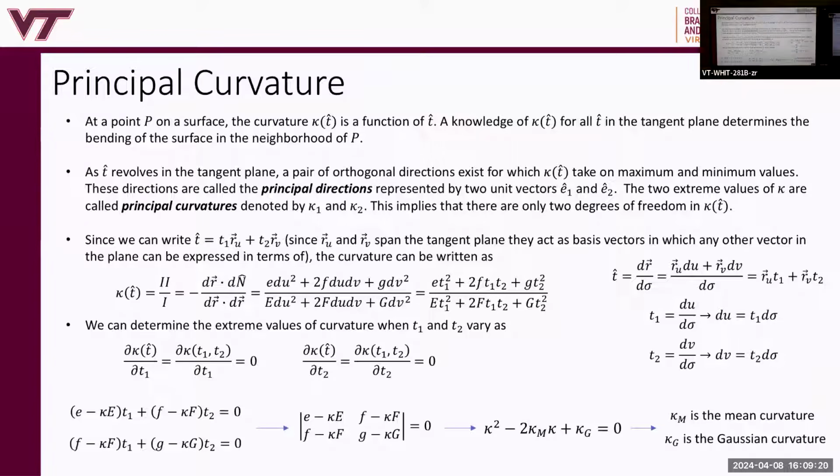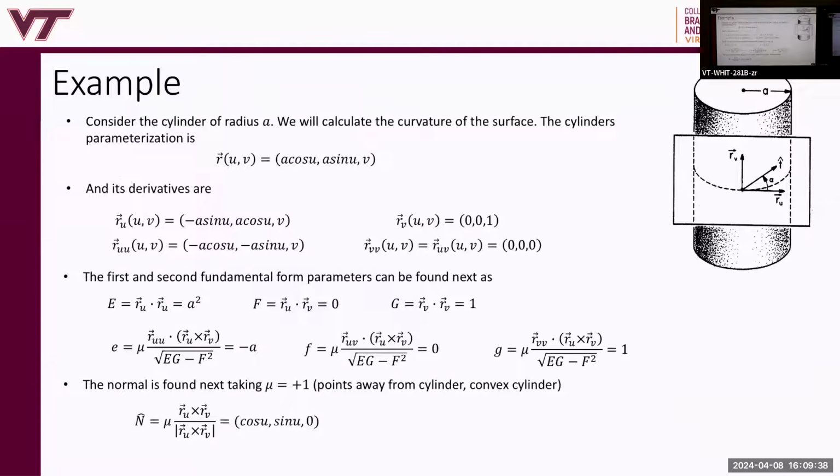Okay. So let's talk about the principal curvatures. So at any point P on a surface, the curvature of the surface, kappa of T hat, is a function of the direction of that tangent vector, right? So as I rotate the tangent vector, we saw in this example here, as we rotate the tangent vector from a line with RU when alpha is equal to 0 to a line with RV when alpha is equal to 90, the curvature goes from 1 over A, the radius of the cylinder, to 0, right?